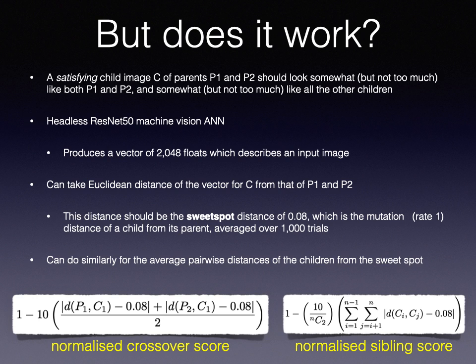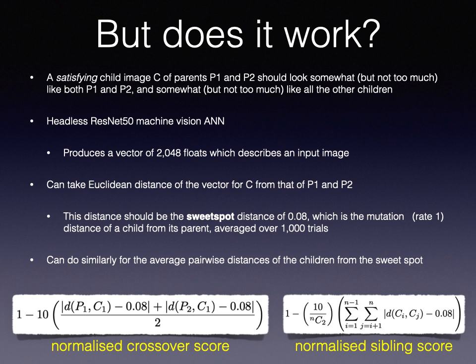So I came up with this sweet spot distance of about 0.08, which is a mutation rate at rate 1, which is the distance of a child on average from its parent when mutated with just a mutation rate of 1. I did that over 1,000 trials. Mutation works really well. The children of mutation are satisfying, so that distance seems to be a nice sweet spot. And you can do similarly for the average pairwise distance of the children from each other with respect to the sweet spot. And there's some beautiful mathematics in the paper.